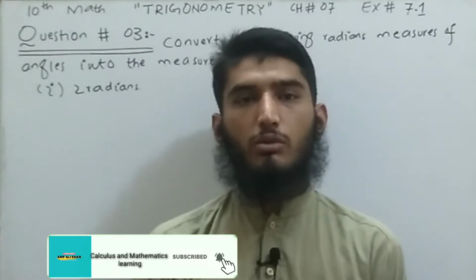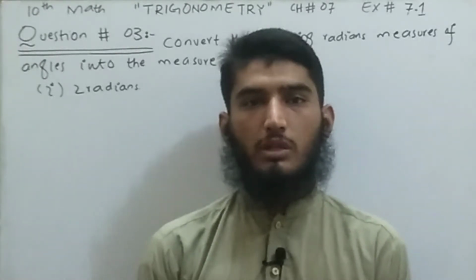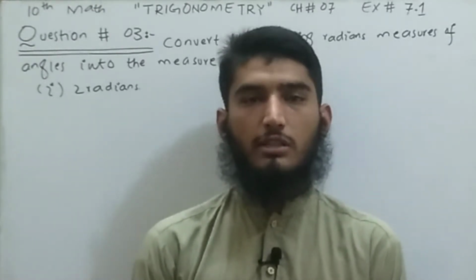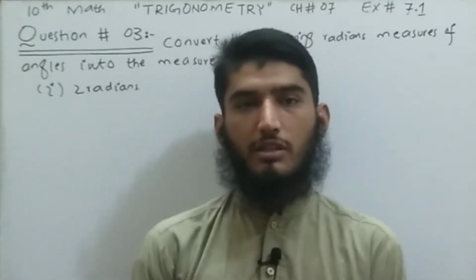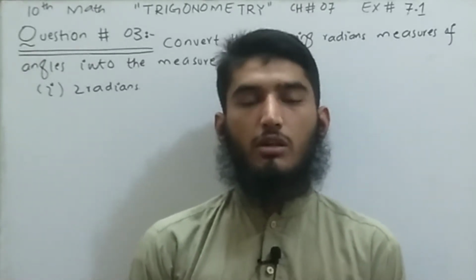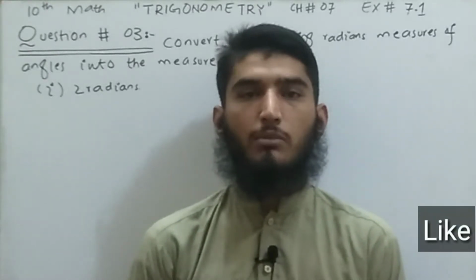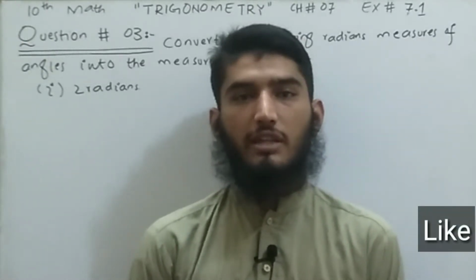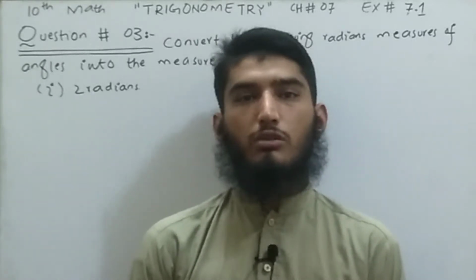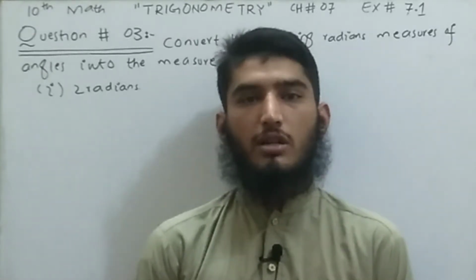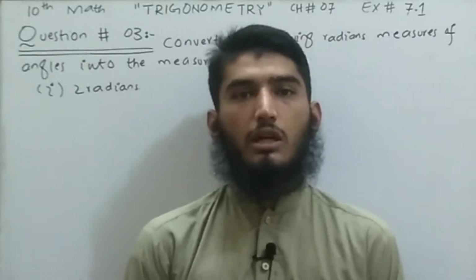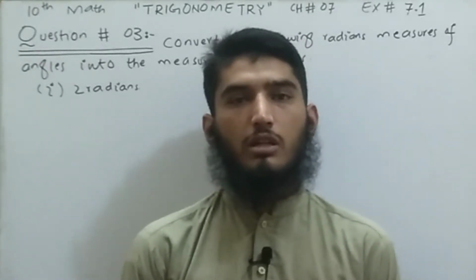In the previous video, we solved question number 2 of exercise 7.1 of chapter 7, Trigonometry, class 10 Mathematics. That question was related to the conversion of a given degree from decimal form to DMS form. DMS means degree, minute and second. In today's video, I am going to solve the next question of the same exercise 7.1, related to the conversion of angles from radian to degrees.